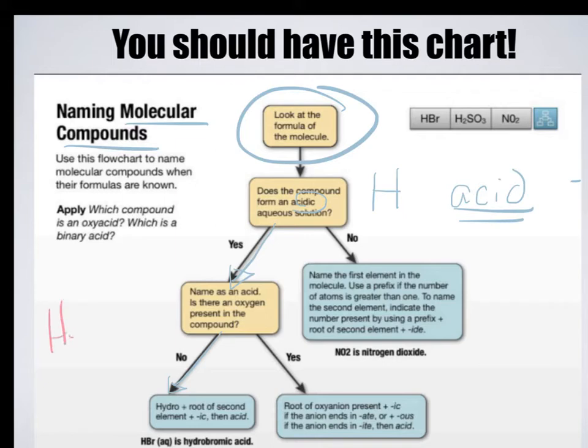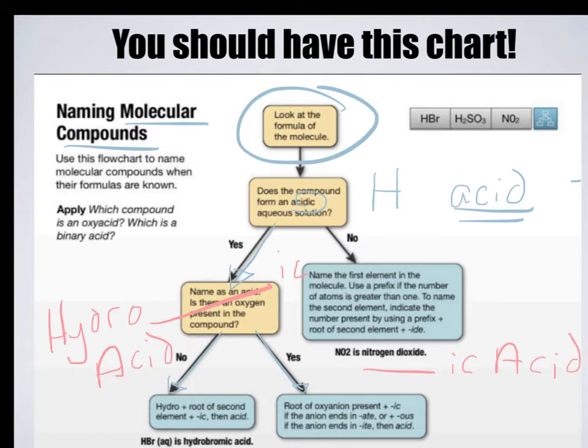So hydro blank ic acid, hydrochloric acid. Or hydrobromic acid, or hydrosulfuric acid. If there's no oxygen present, then there has to be hydro put in front. Now, what if there is oxygen present? Well, then we have to look at what anion with oxygen is present. And then in that situation, we're going to name it just blank ic acid.